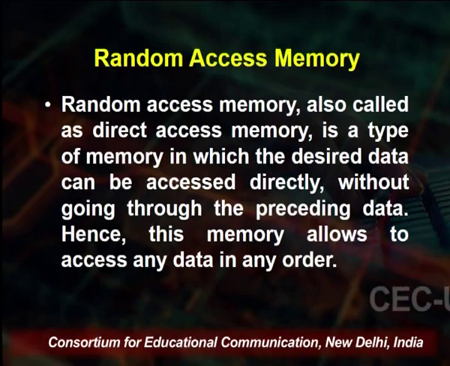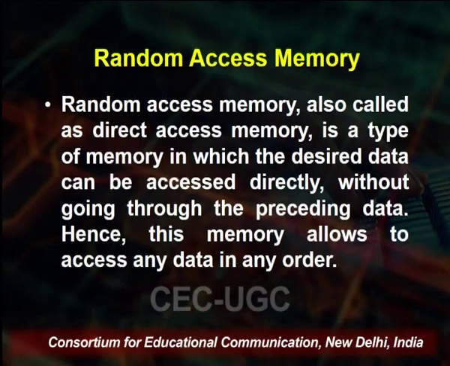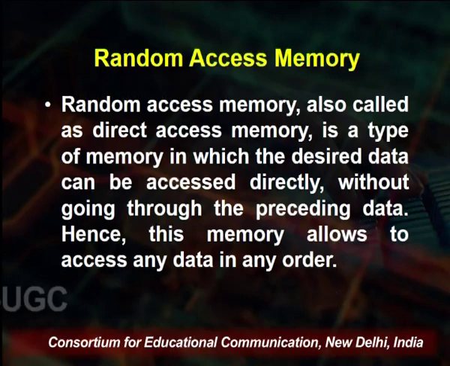What is random access? As we discussed, it is a type of memory in which the desired data can be accessed directly without going through the preceding data. Hence, this memory allows access to any data in any order. So, in random access memory, we get the data directly. Direct access memory or random access memory has the ability to read from or write to data in any memory location in the same time. Hence the access time of all memory cells is the same, and it does not depend upon the physical location of the cell within the memory array.